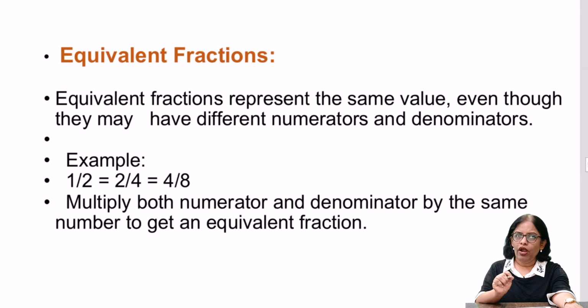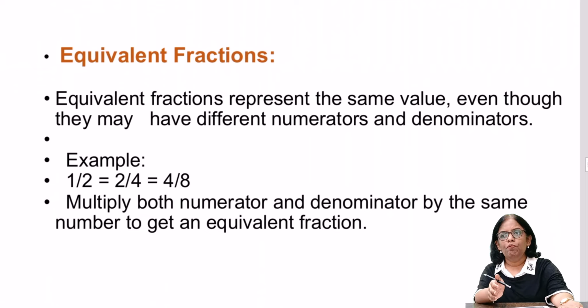2 ones are 2 and 2 twos are 4. It will become again 1 upon 2. Same way, if it is 5 upon 10, then 5 ones are 5, and 5 twos are 10, so it is 1 upon 2. So if the numbers are different but the values are the same, that is called an equivalent fraction.